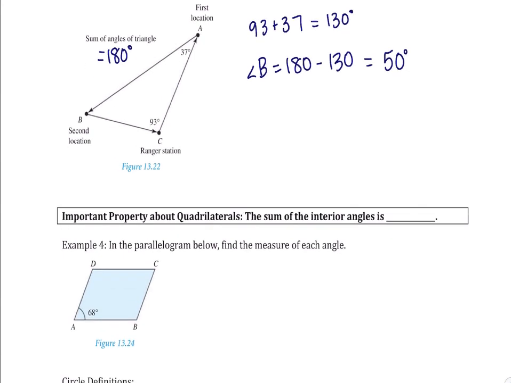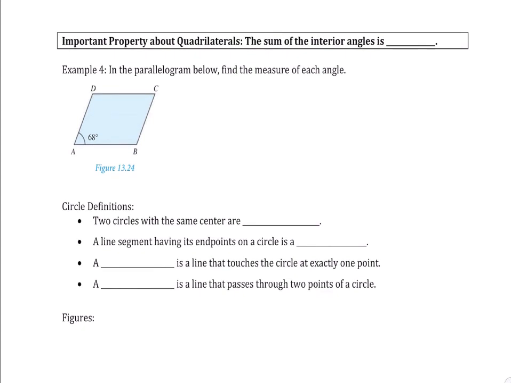Now let's move on to quadrilaterals. So with quadrilaterals, the sum of the interior angles is going to always be 360 degrees. And the reason for this is that no matter what 4-sided figure you have, you can always take a diagonal and create 2 triangles. And if you know the sum of the angles of one triangle is 180, and there are 2 of them, then you see where 180 plus 180 gives you 360 for any quadrilateral.